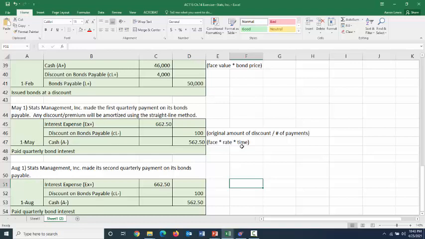Once you have figured out the payment of interest and the amortization of a discount or premium for your very first entry, it's going to be exactly the same for a bond every single time going through.